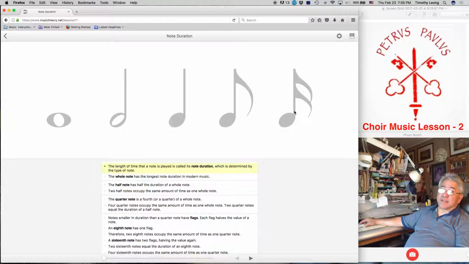Now we haven't got to 128th notes yet because I don't think anybody's crazy enough to do that. But you never know. Mathematically, just remember that every time you add a flag, it's half of the value of the note before it. So this is half of that. It takes 2 of these to make one of those. Takes 2 of these to make one of those. Takes 2 of these to make one of those. Great.